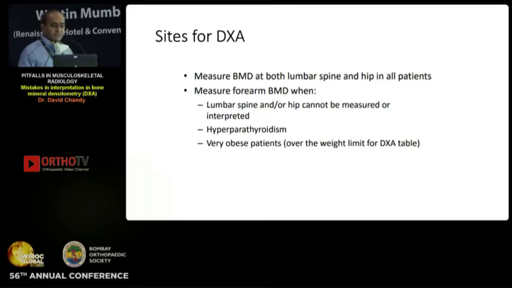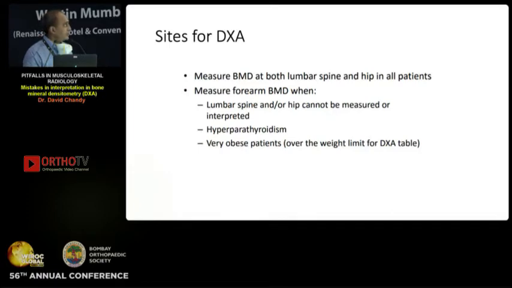Now, what are the classical sites? You want the bone density to be evaluated at the lumbar spine and at the hip for all patients. And only in 3 specific situations do you need to look into the forearm bone density. That is, if your lumbar spine and hip cannot be evaluated, or if there is hyperparathyroidism. Elevated PTH classically affects the cortical bone, and the 1/3 radius has 99% cortical bone. That is the reason in hyperparathyroidism you're interested in the forearm bone density.